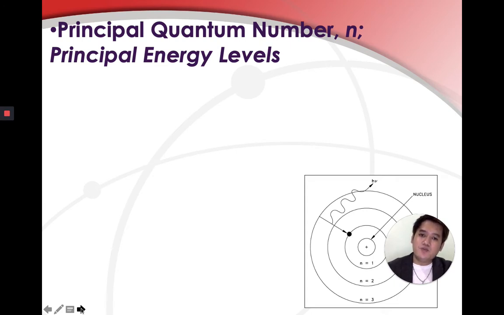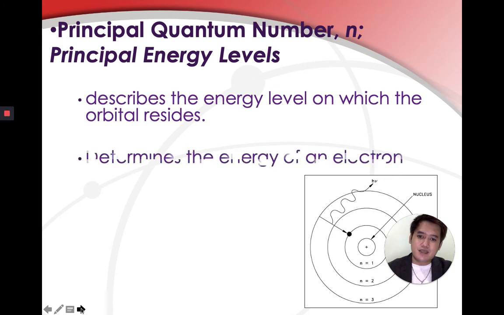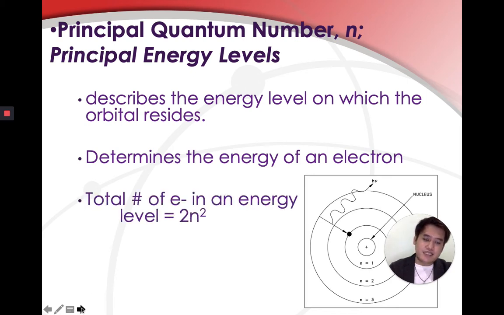The first quantum number is denoted by letter N. It gives us an idea of the principal energy levels. This is the energy level on which the orbital resides. If we go back to the planetary model, N here represents the principal quantum number or the energy levels, so it gives us an idea of the energy associated with an electron. The farther it is from the nucleus, the higher will be its energy.